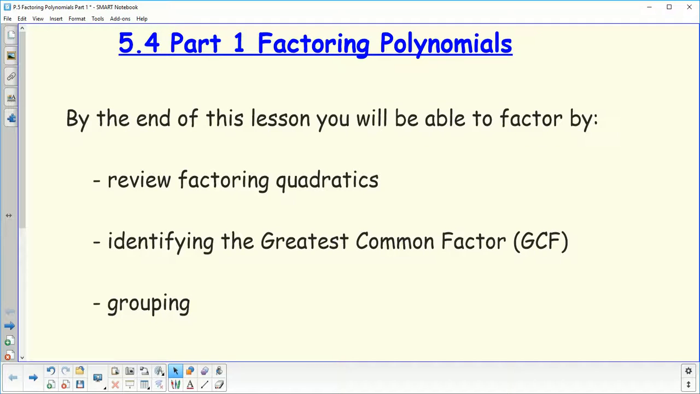Okay, Common Core Algebra 2. We are on to our next section in Chapter 5. This is going to be 5.4, Part 1, and it's going to be about factoring polynomials.